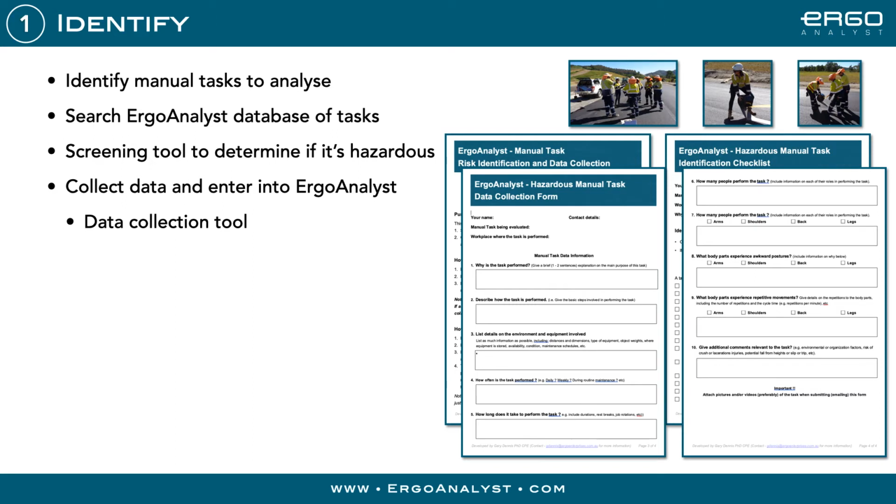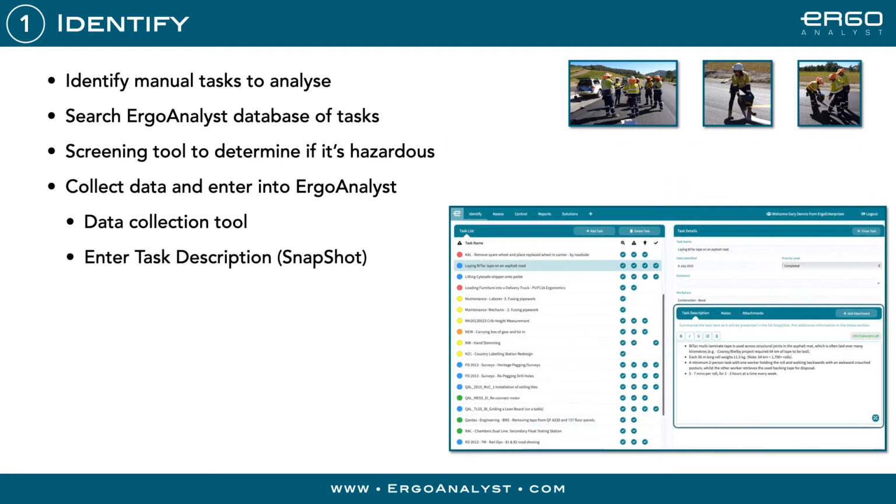Once you've collected this data, enter it into the task description area on the Identify page of ErgoAnalyst. This task description should summarize the main points associated with the task. This is also the text that will be included in the snapshot. So to help you keep it concise, a character countdown is also provided in the top right-hand corner of the task description text box. Additional information beyond this character count should typically be entered into the Notes section.